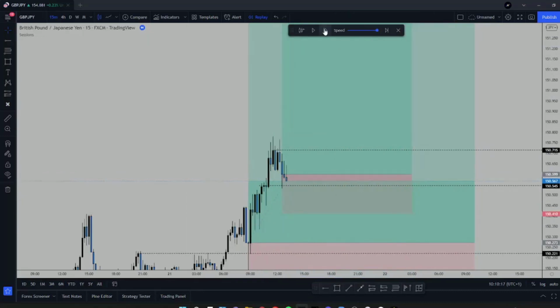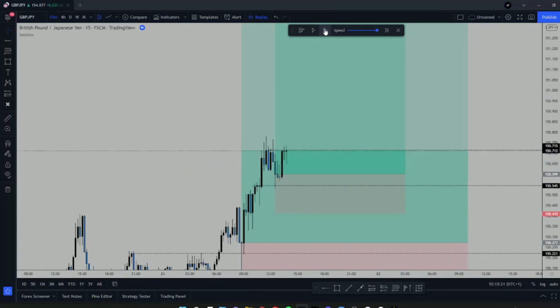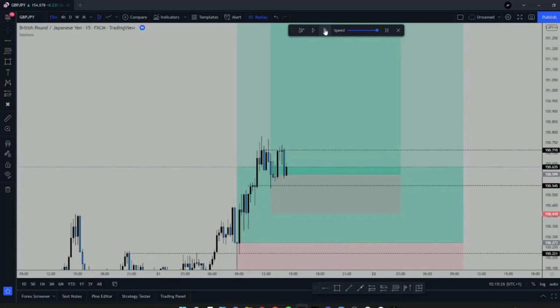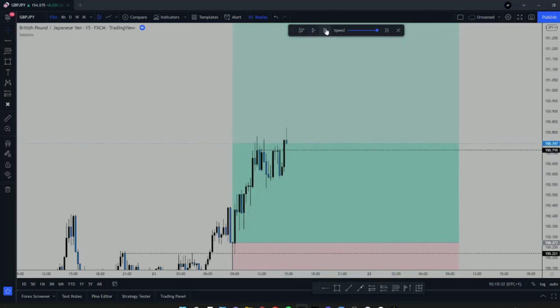Let's see how this one goes. Maybe we're at break even again. Maybe we got stopped out at break even. Let's wait for another clean break and retest. Maybe we're going to get another retest on this high. Let's see.